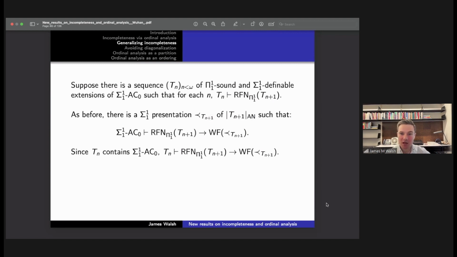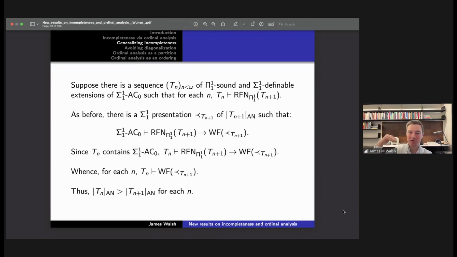On the other hand, for each n, Tn proves the Pi-1-1 soundness of Tn+1. That was the setup of the result. It proves this conditional. So by logic, for each n, Tn proves the well-foundedness of the ordering of Tn+1. That ordering is a Sigma-1-1 presentation of an ordinal. In particular, it's a Sigma-1-1 presentation of the analytic proof-theoretic ordinal of Tn+1. So you take the analytic proof-theoretic ordinal of Tn+1, it has a Sigma-1-1 presentation which is provably well-founded in the system Tn. And what that means is that the analytic proof-theoretic ordinal of Tn has to be greater than the analytic proof-theoretic ordinal of Tn+1, for each n.